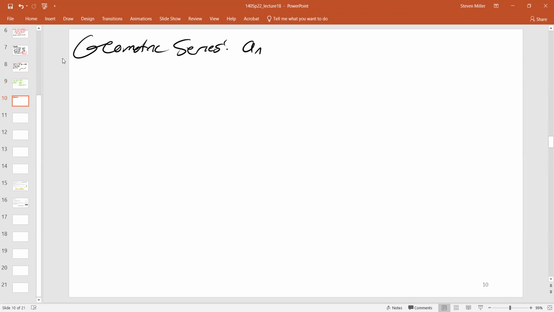And so a_n is a_0 times r to the n. And r is called the ratio. So we would have a_0, a_0 r, a_0 r squared, dot, dot, dot. Often we take a_0 equals 1, because if I multiply all of the terms by a_0, I'm just rescaling everything by a constant.